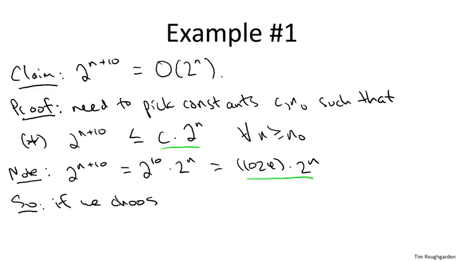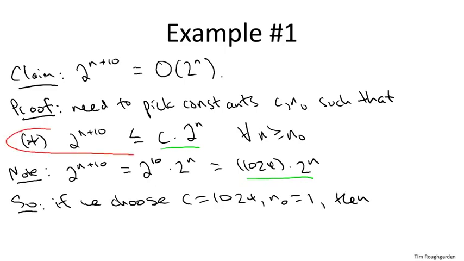So if we choose c to be 1024, and we don't have to be clever with n naught, we can just set that equal to 1, then indeed star holds, so the desired inequality. And remember, to prove that one function is big O of another, all you got to do is come up with one pair of constants that works. And we've just reverse engineered it, just choosing the constant c to be 1024 and n naught to be 1 works. So this proves that 2 to the n plus 10 is big O of 2 to the n.